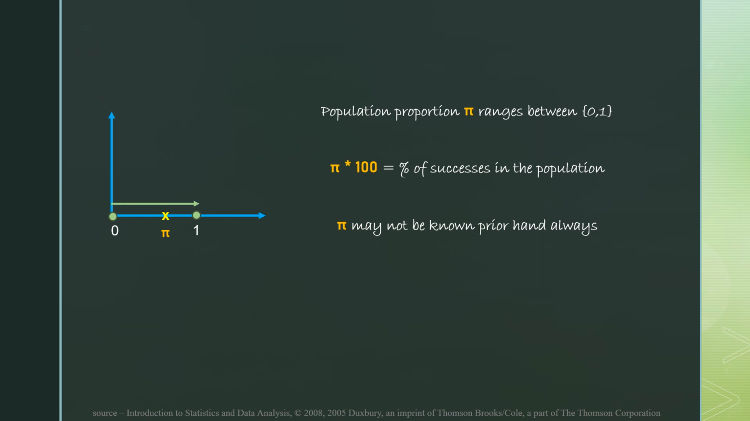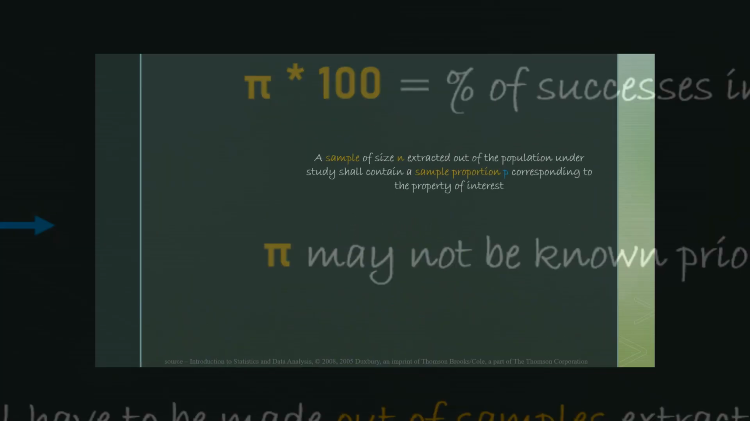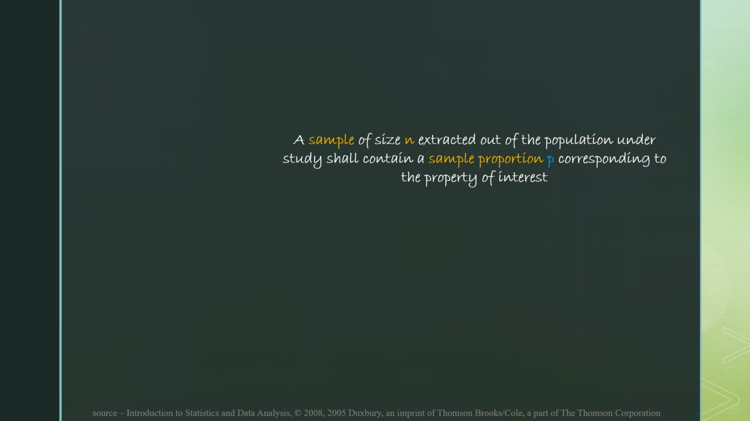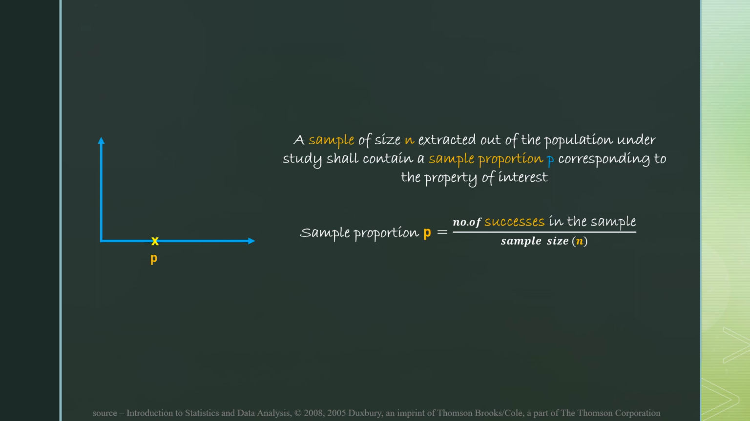Pi may not always be known beforehand, and hence inferences about pi will have to be made out of samples extracted out of that population. A sample of size n extracted out of the population under study shall contain a sample proportion p corresponding to the property of interest, where sample proportion p equals number of successes in the sample divided by the sample size n. Like pi, p lies in the range between 0 and 1.